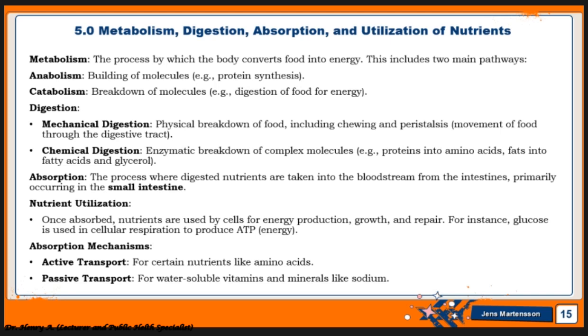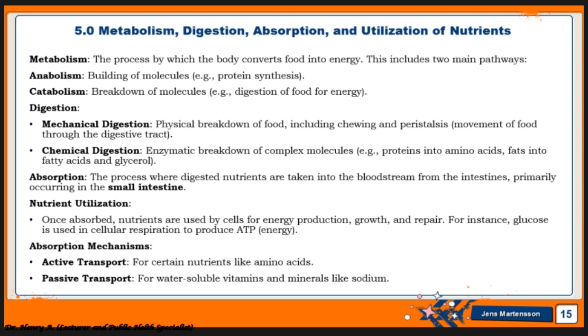In chemical digestion, you have enzymatic breakdown of complex molecules. Examples include proteins into amino acids and fats into fatty acids and glycerol. We also have absorption. It's a process where digested nutrients are taken into the bloodstream from the intestine via the villi, and primarily it occurs in the small intestine.